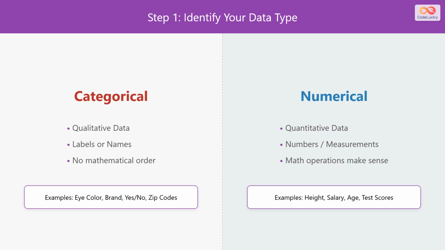The first step in choosing is to identify your data type. Is it categorical or numerical? Categorical data consists of labels or names, like eye color or brands, where mathematical order doesn't exist. Numerical data deals with quantities and measurements, like height or salary, where math operations make sense.